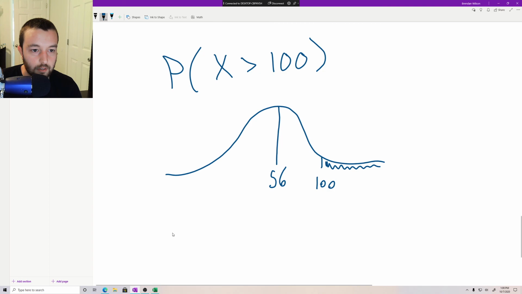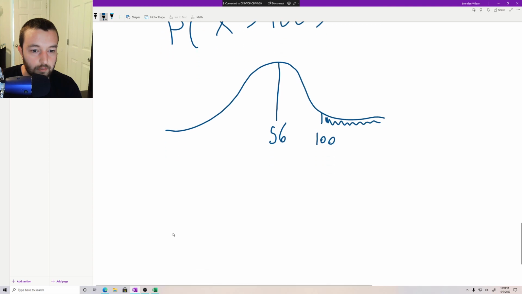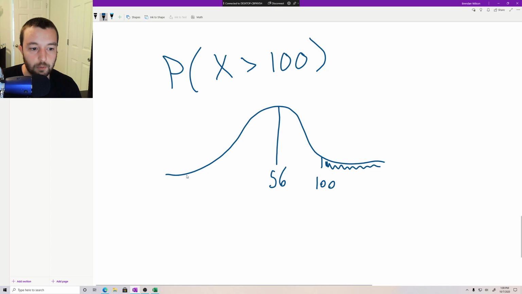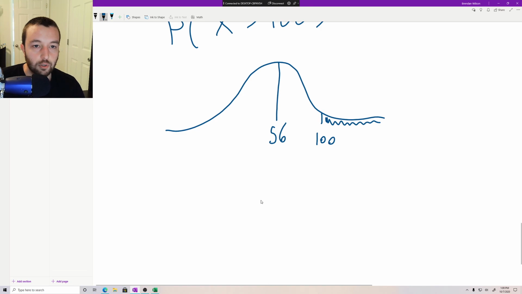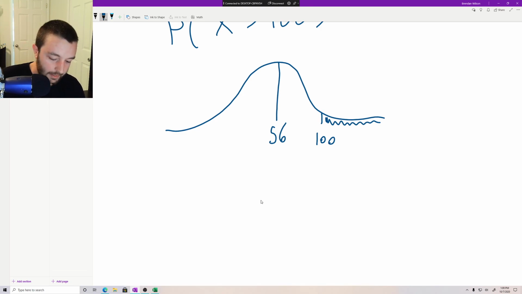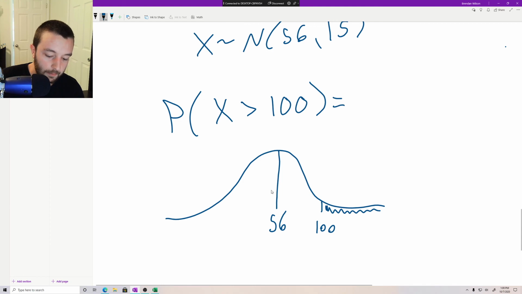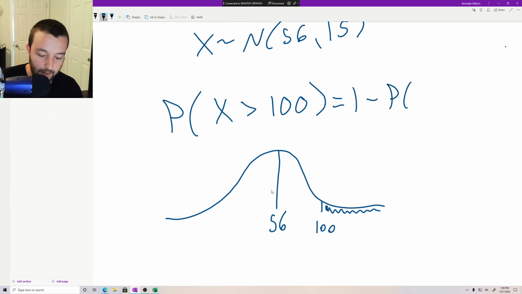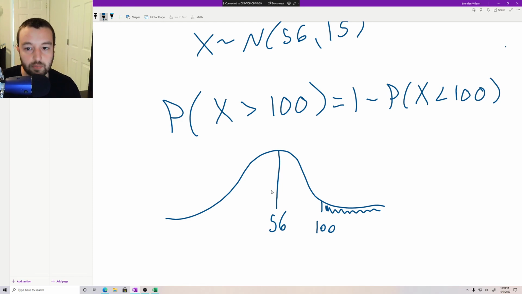Most of the tables you'll look at will give you the region to the left of this. Because of that, it's going to be easier to find the complement probability: 1 minus the probability that X is less than 100. So 1 minus this region. The idea is the whole region is 1, so if we subtract this part off, we'll just be left with this.